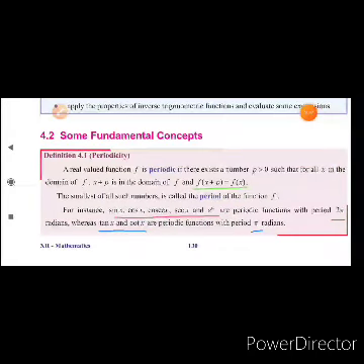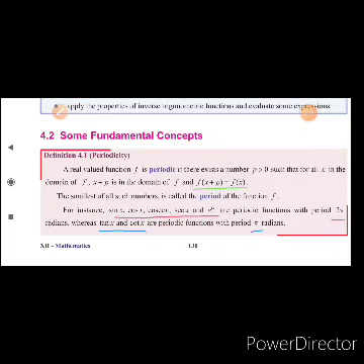Definition. Periodicity. A real valued function f is periodic if there exists a number p greater than 0 such that for all x in the domain of f, x plus p is in the domain of f and f of x plus p is equal to f of x. The smallest of all such numbers is called the period of the function f.